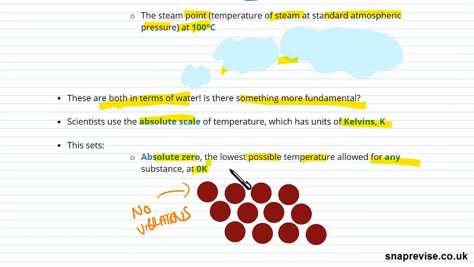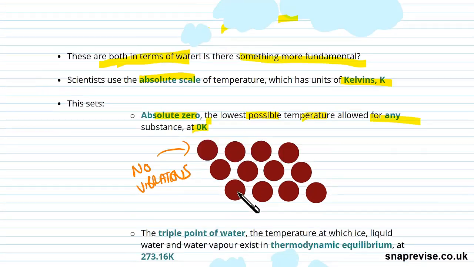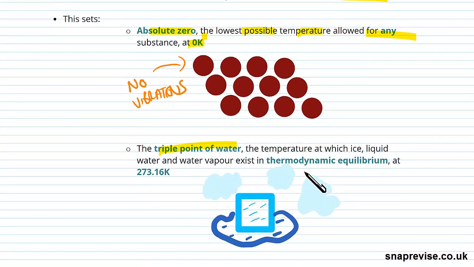The absolute scale picks absolute 0 as its bottom, and then it picks the triple point of water as its next one. From there you can divide up the distance between them into certain amounts of Kelvin, and you're good to go with your temperature scale. So the triple point of water is just the temperature at which ice, liquid water, and water vapor exist in thermodynamic equilibrium at 273.16 Kelvin.